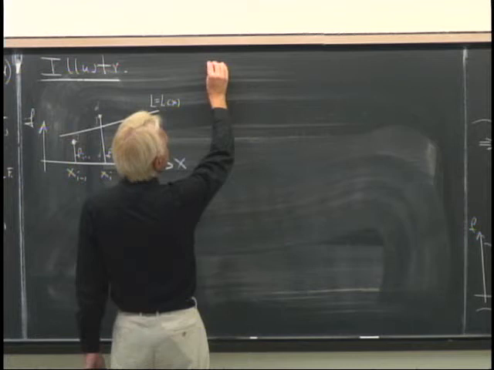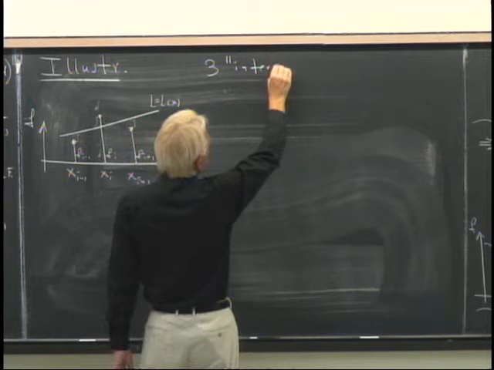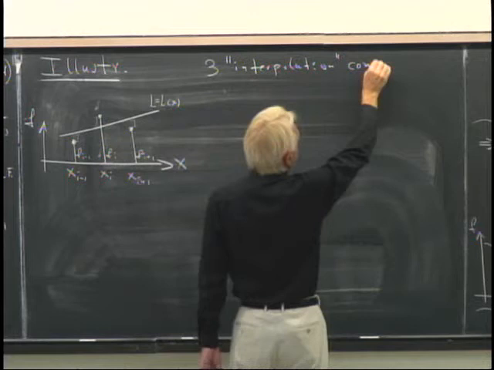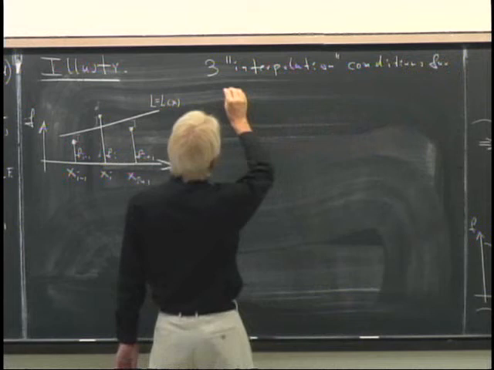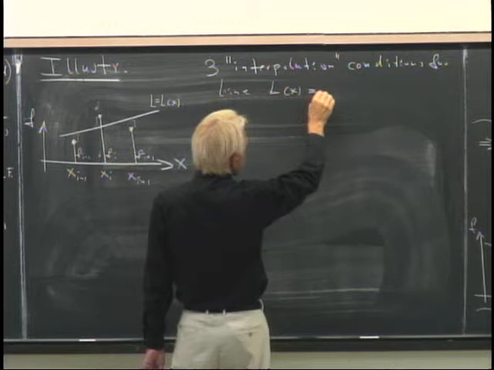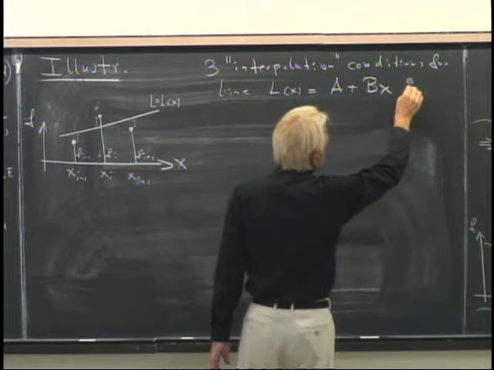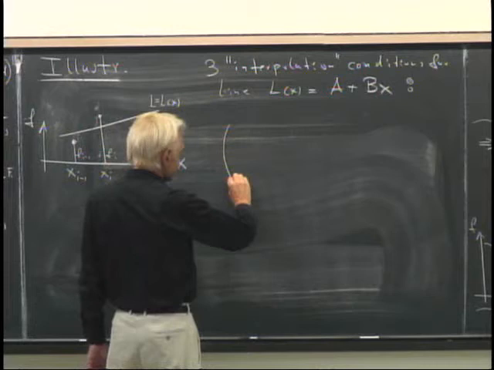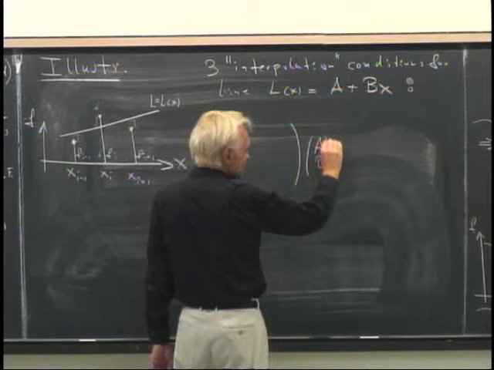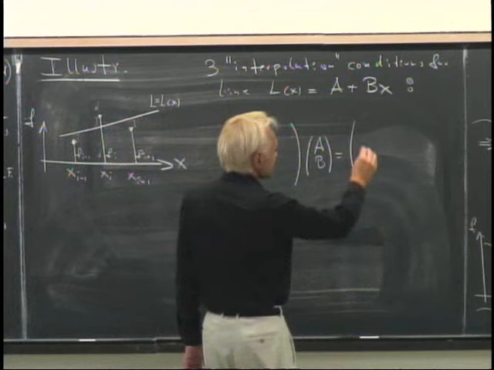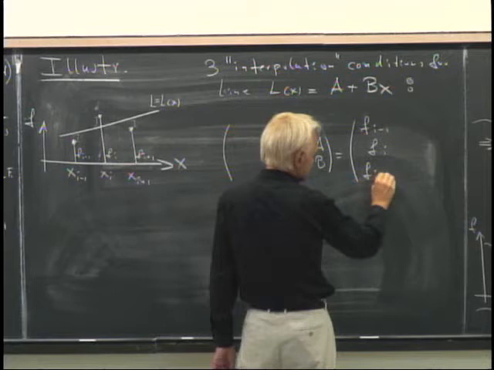3 interpolation conditions for the line L of x, which is of the form, say, a plus b times x, right? 3 conditions. I can write this down as a matrix. My unknowns are the coefficients a and b, and the line should interpolate 3 values, which it cannot, but it should interpolate f_{i-1} and f_i and f_{i+1}. Since it cannot interpolate, it should approximate as best as possible these 3 values.